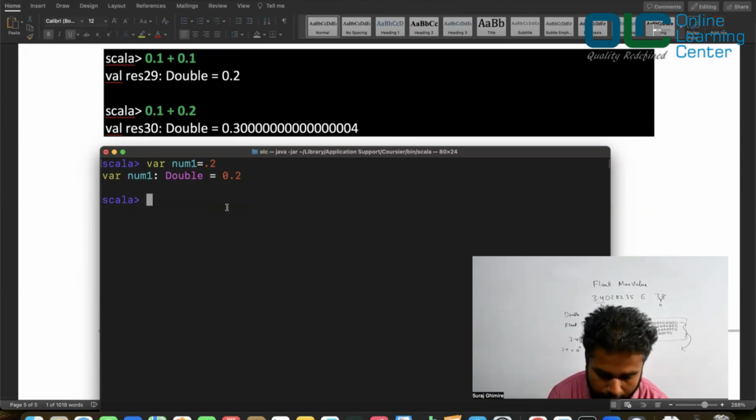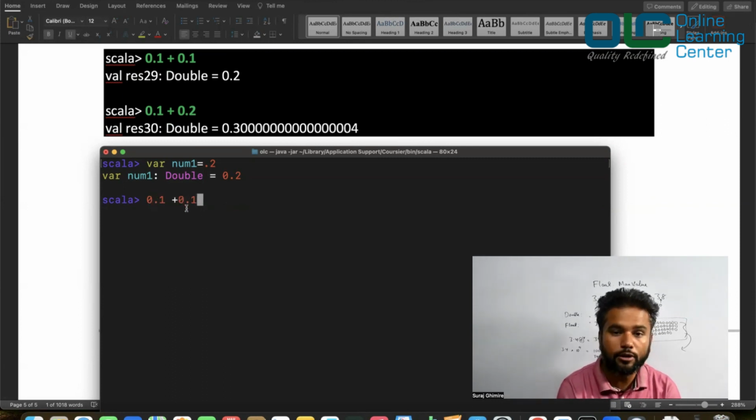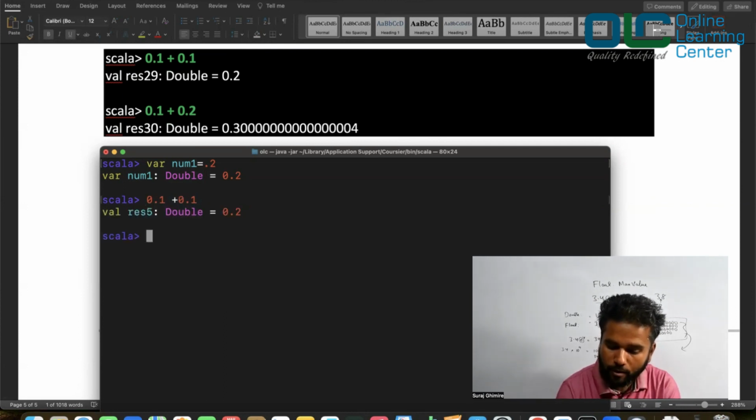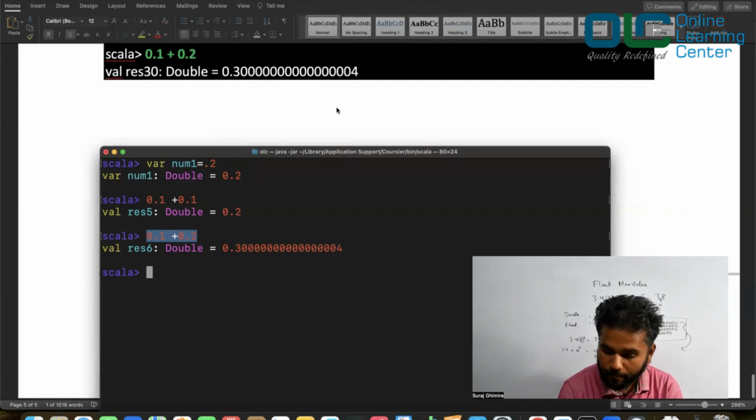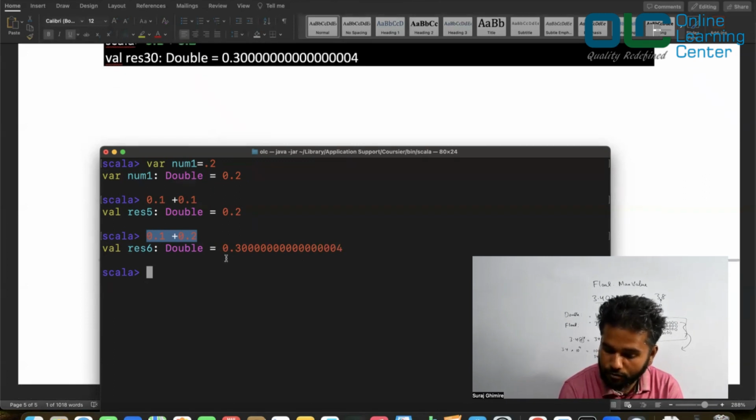Now again let's do something like this. What if I say 0.1 plus 0.1? You are actually adding two doubles. Remember, this is not float. These are two doubles. So when you add two doubles, the result should always be double, of course. Similarly, if I do 0.1 plus 0.2, it gives me 0.30000000000000004. This is interesting. It did not give me 0.3, right? So we will talk about this in the coming chapter, why it gives you the output like this.